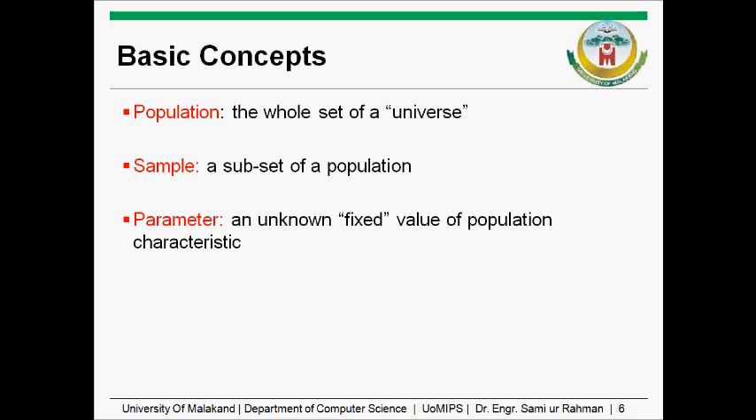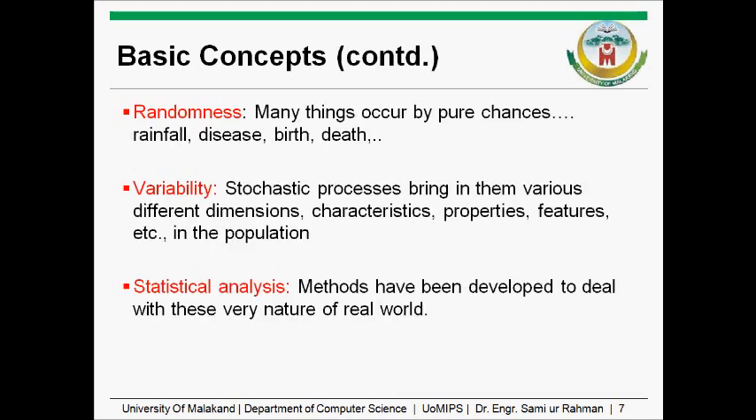Okay, and then parameter: an unknown fixed value of population characteristics. So then you define some parameters, some attributes, what you want to study in your survey. Okay, so what can be an example of a parameter? Age, education. Yes. Influence. Yes, exactly.